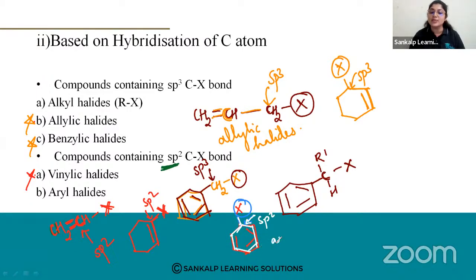So these are examples of aryl halides. Alkyl halides are clear, allylic halides are clear, benzylic halides, vinylic halides, and aryl halides. These are based on the hybridization of the carbon atom. Allylic, benzylic, and alkyl halides come under the sp3 C-X bond, and vinylic and aryl halides come under the sp2 C-X bond. Okay, understood? Is it clear till here?